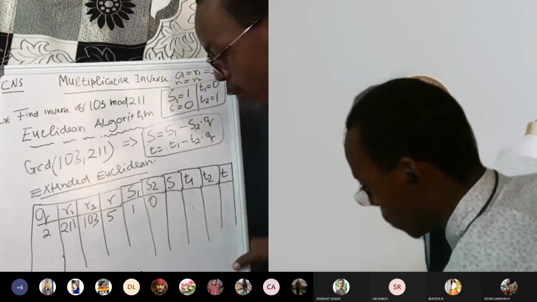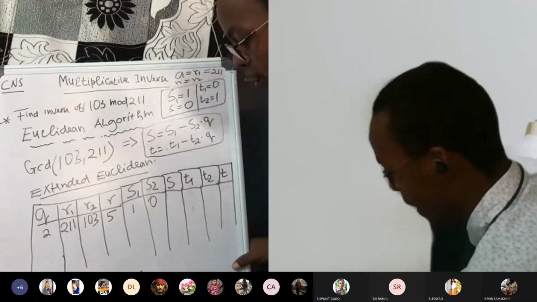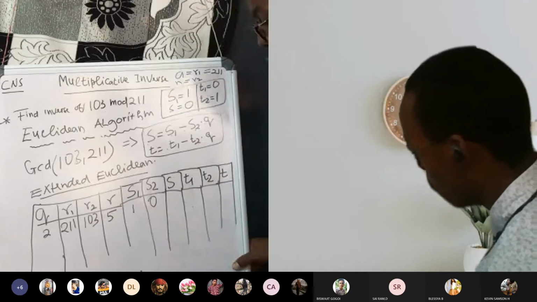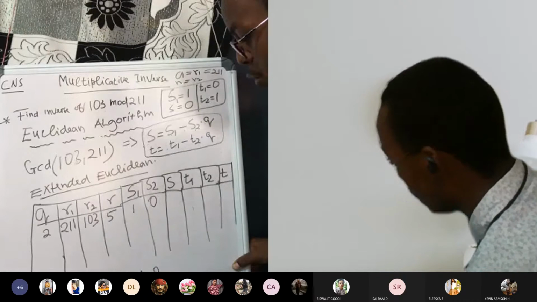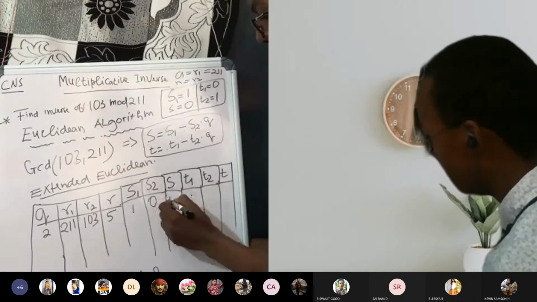Fully visible. So we want to find the value of S. S1 is equal to 1, S2 is equal to 0, so S is equal to 1. What about T?